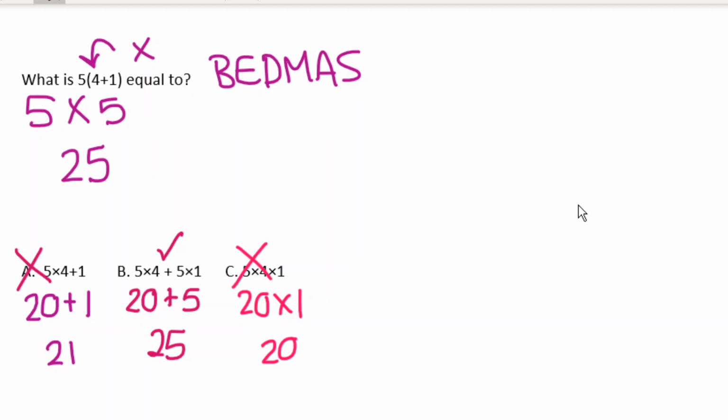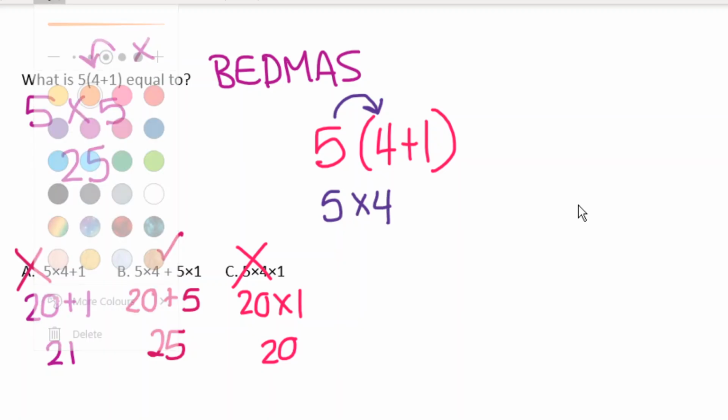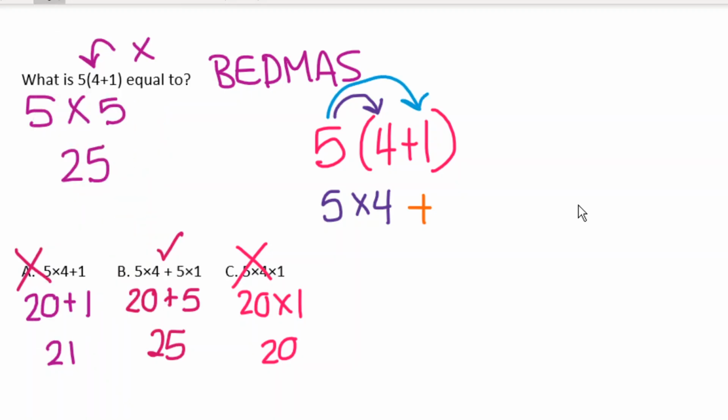And so, hopefully, you believe me and I've proven to you that 5 times 4 plus 1 is actually equal to 5 times 4 plus 5 times 1. And there's actually sort of a general rule for that. Whenever you have something multiplied to something in brackets, it's going to be equal to the number outside times the first thing. So that's 5 times 4. And then our plus sign. And then we want the number on top times the second thing. So that's 5 times 1. And you can see that that's the same as our actual correct one there.